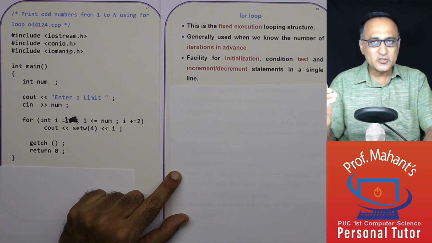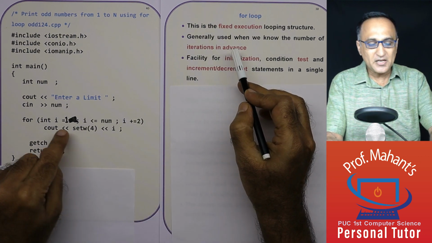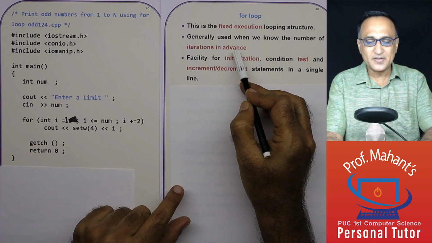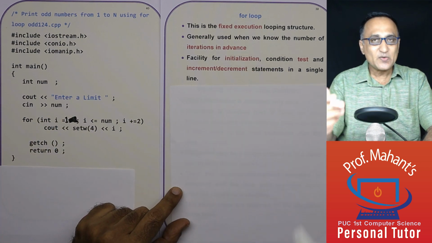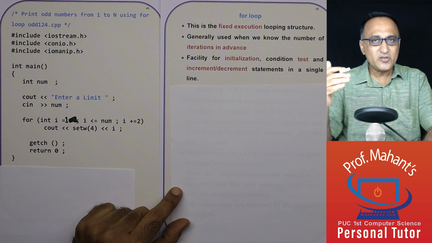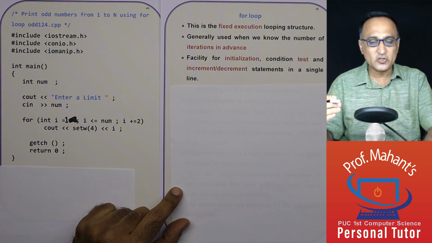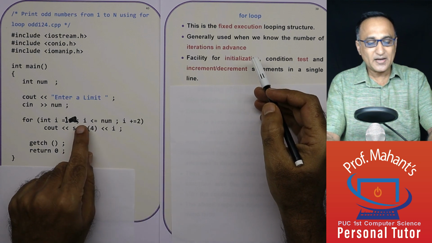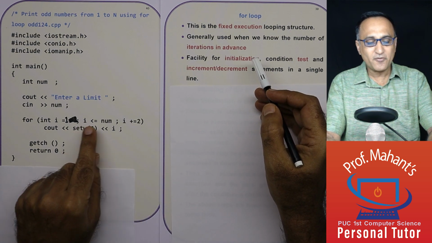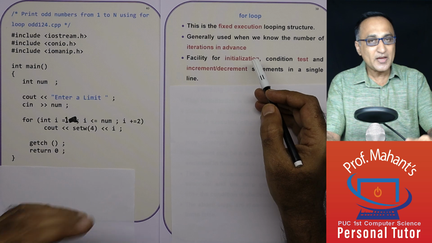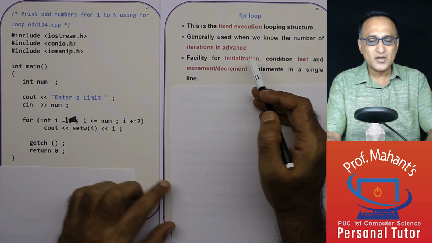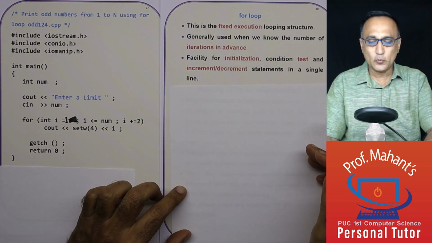So a for loop is used when we know how many times we are executing a set of statements in advance. Like when we were breaking down a number, we used the while loop because we did not know when the number is going to end up becoming 0. But here I know the beginning value of I, I know the end value of I. So I know how many times it is going to go around. That's why I'm using the for loop.